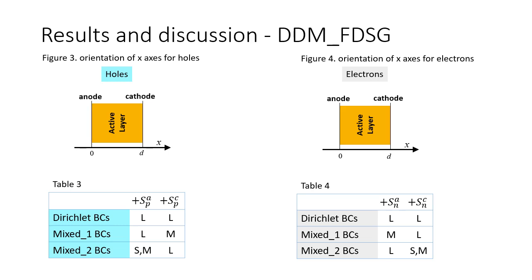In order to define the SRV combinations that correspond to mixed 1 or mixed 2 boundary conditions for holes and electrons, it should be known that holes are majority carriers on anode and minority on cathode. For electrons, it is opposite. They are majority carriers on cathode and minority on anode. The hole and electron SRV combinations for obtaining each type of boundary conditions are presented in tables 3 and 4 for holes and electrons respectively.